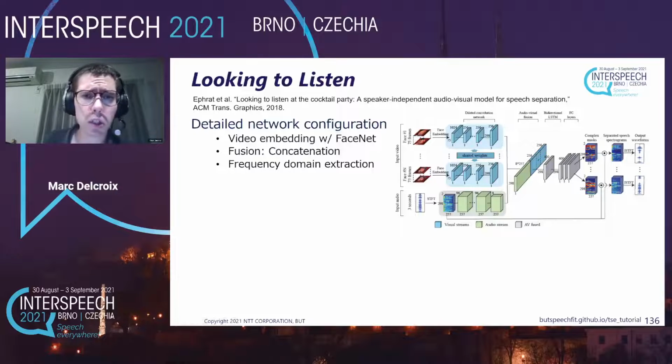Now I would like to show you a concrete example of one of the successful systems. Again, there are many systems that have been developed. This is just one example of one of the early, quite impactful works, I would say. This is the Looking to Listen work. Here is a description of the detailed architecture of the network. To summarize, for video embedding it used FaceNet, pre-trained on image recognition. The fusion is using concatenation, and the extraction is done in the frequency domain.